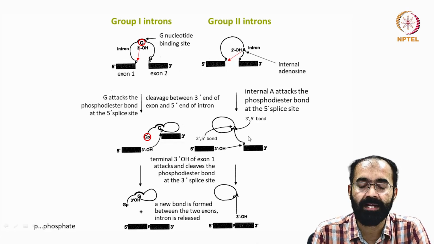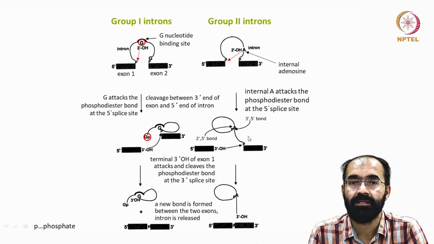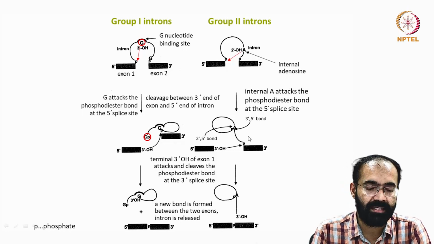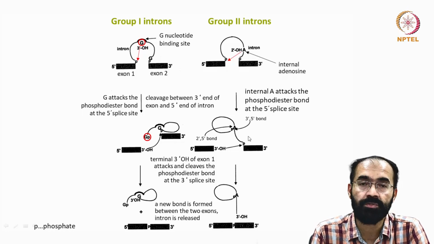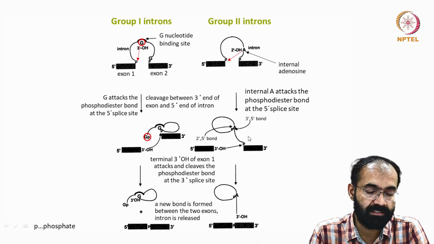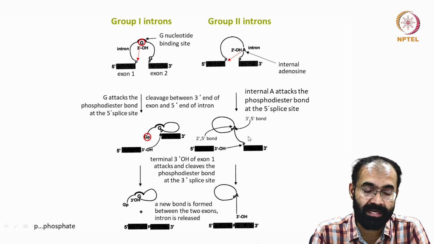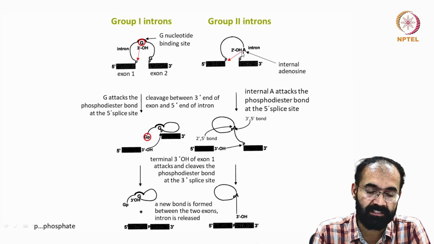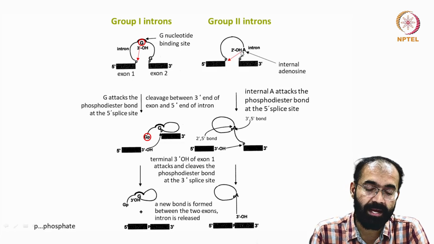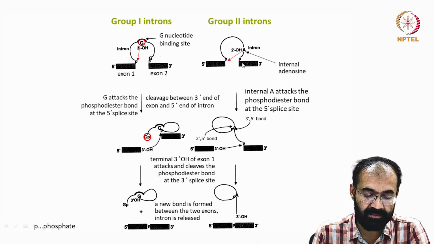So group 1 and group 2 introns do a similar job. The only difference is group 1 requires an external guanosine whose 3' OH participates in the trans-esterification or nucleophilic attack reaction, whereas in group 2 intron it is an internal adenosine that participates and whose 2' OH is participating in the nucleophilic attack and the trans-esterification reactions.